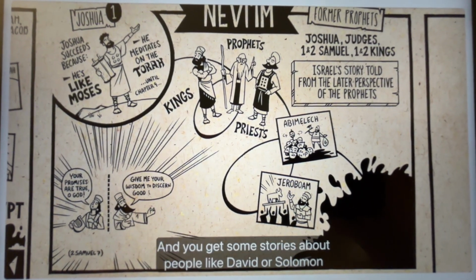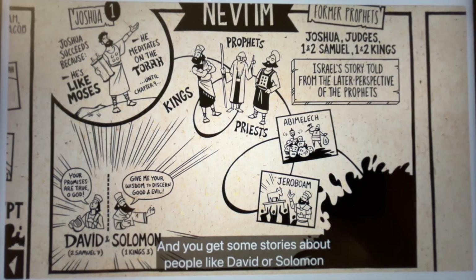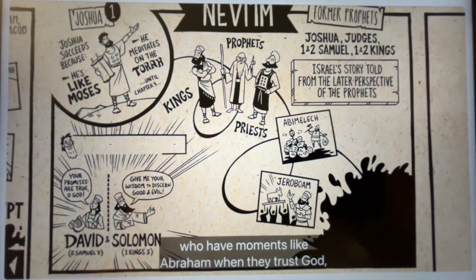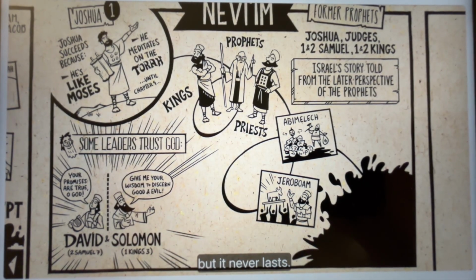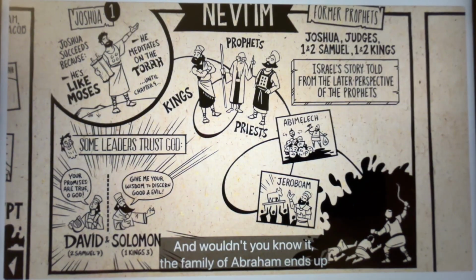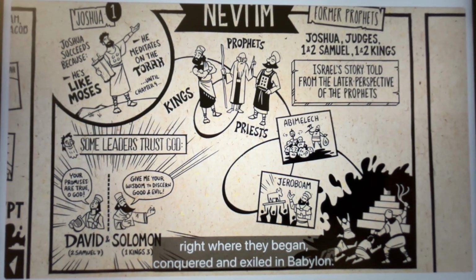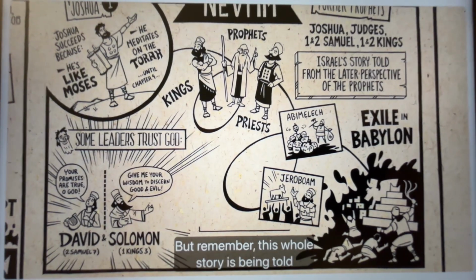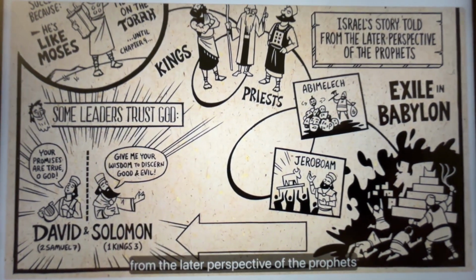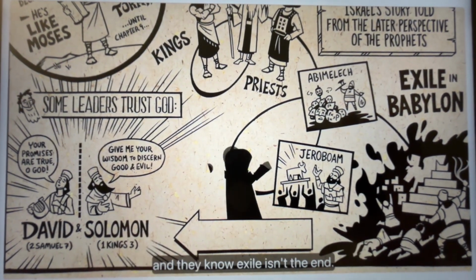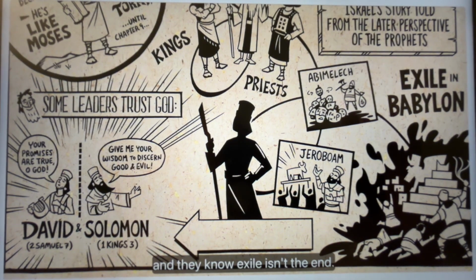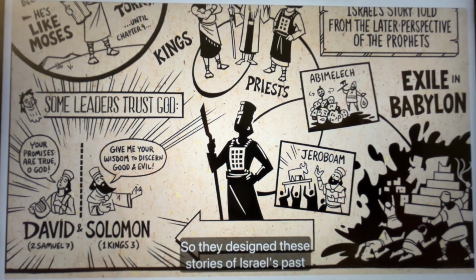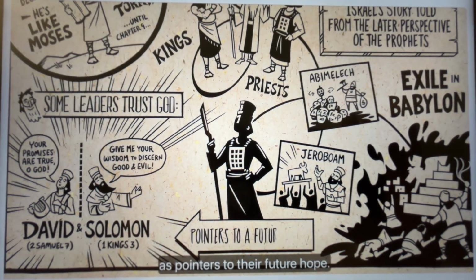And you get some stories about people like David or Solomon who have moments like Abraham when they trust God, but it never lasts. And wouldn't you know it, the family of Abraham ends up right where they began, conquered and exiled in Babylon. But remember, this whole story is being told from the later perspective of the prophets, and they know exile isn't the end. So they designed these stories of Israel's past as pointers to their future hope.